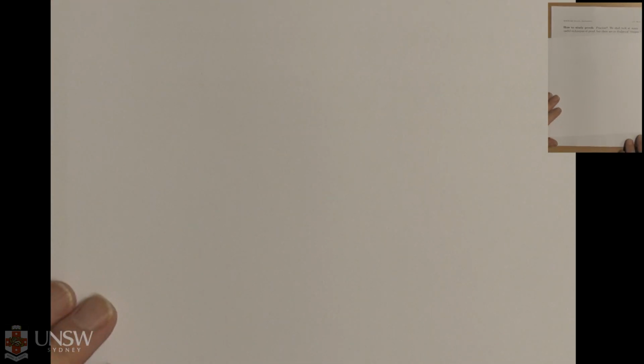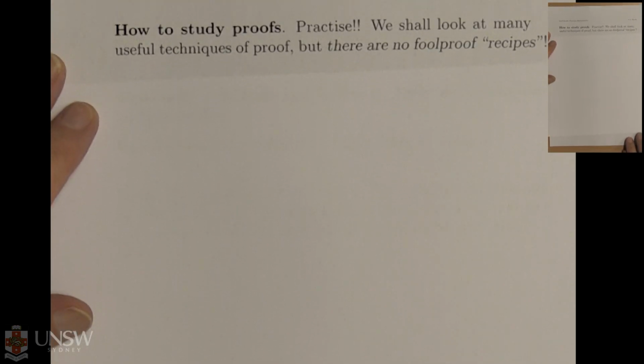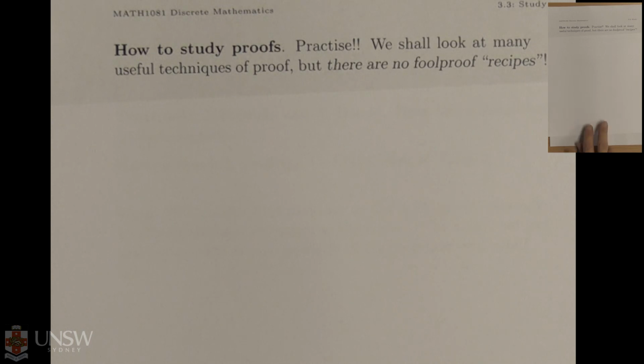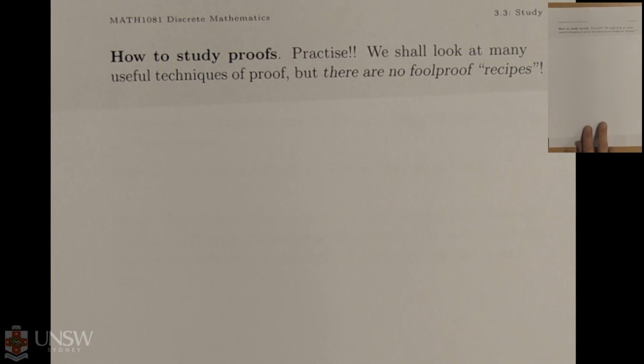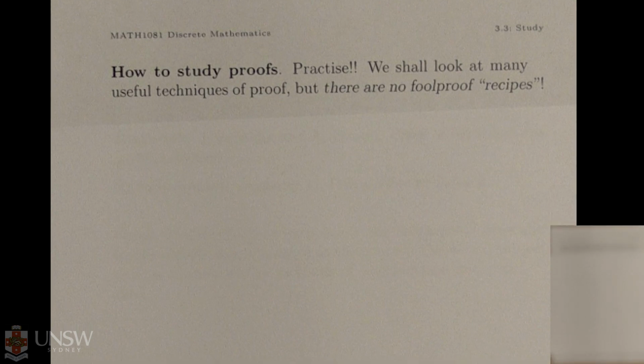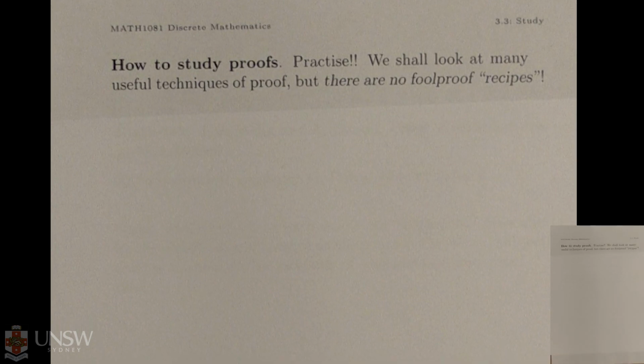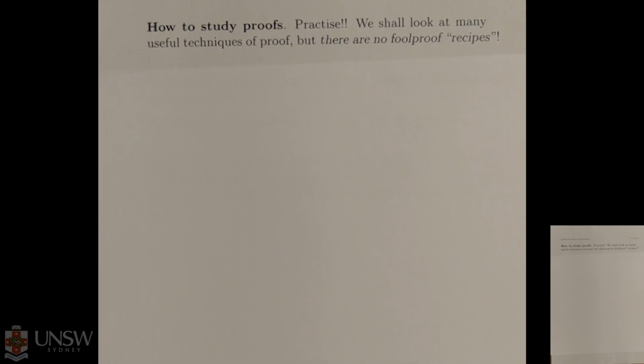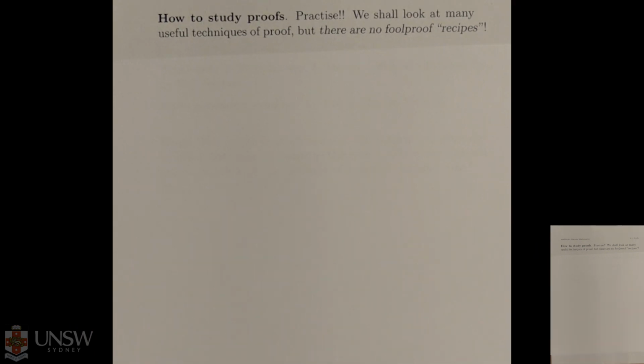Before we get into the course, just a few suggestions as to how you should study proofs. Well, the sad thing, the bad news, is there aren't any shortcuts. You have to practice. We're going to look at many useful techniques. There aren't any foolproof recipes. There's no step-by-step procedure by which you can do proofs. There's nothing which says, step 1 I'll do this, step 2 I'll do that, step 3 I'll do that, and there's the proof. Simply cannot be done.